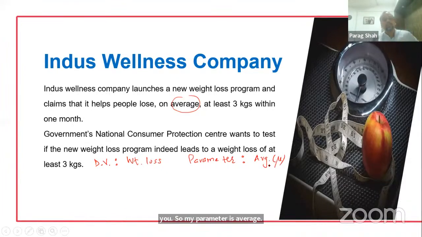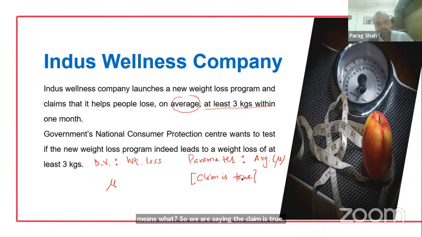What was the claim of the Indus Wellness Company? Claim was at least 3 kgs. It will reduce the weight by at least 3 kgs. At least means what? So we are saying the claim is true. Suppose we start this way, that whatever Indus Wellness Company is claiming, it is true. True means what? At least means greater than or equal to 3.